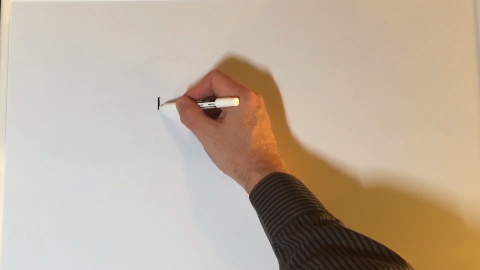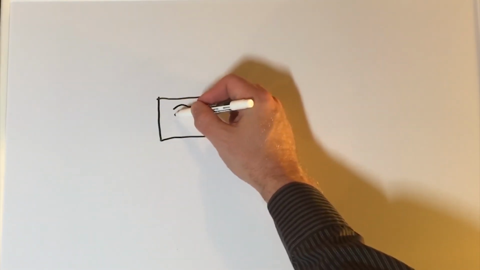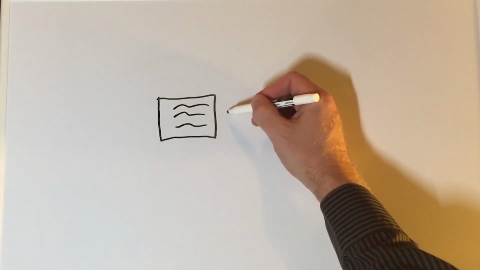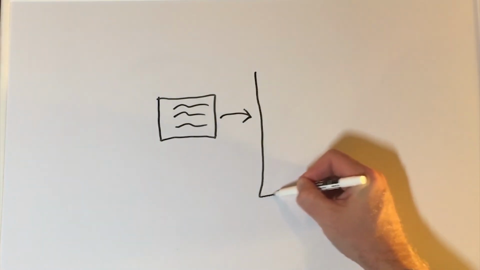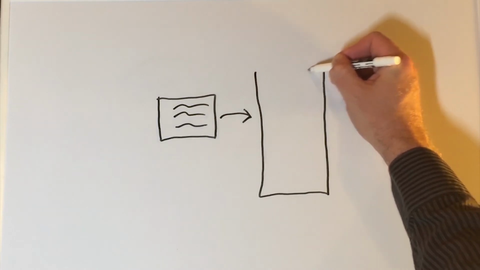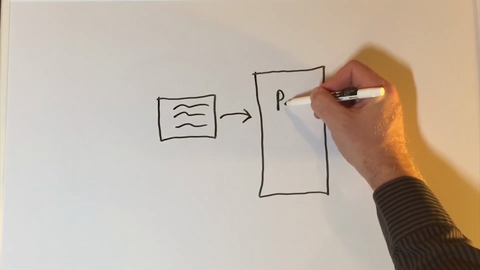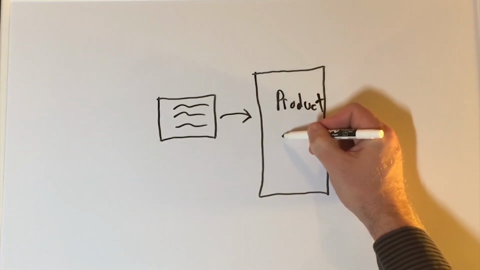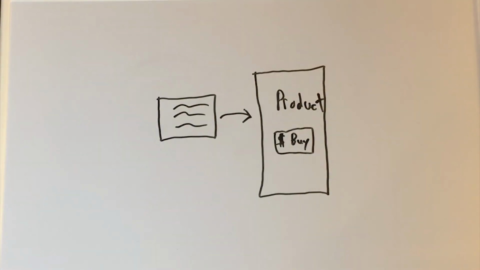So let's start with your ad. If you're using Google AdWords, you're going to have an ad that people see and click on. And after they click on that ad, that's going to take them to your website, right? All right, so there's your website. You're selling a product on here, and people are buying it. Okay? So let's take a look at how the ads work here.